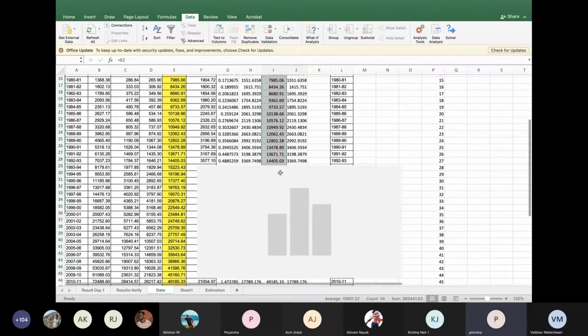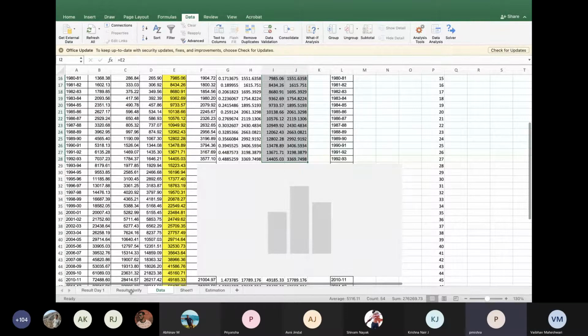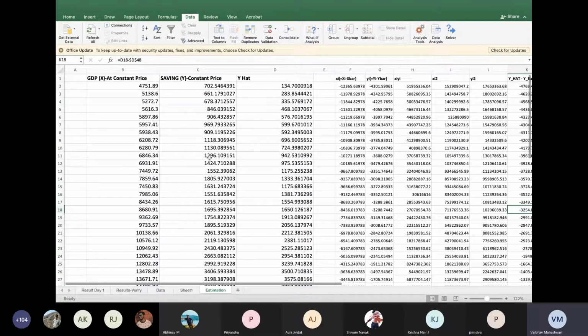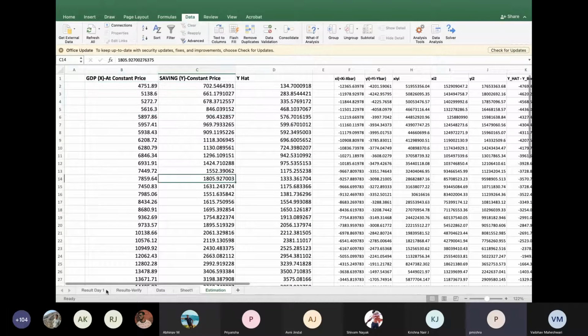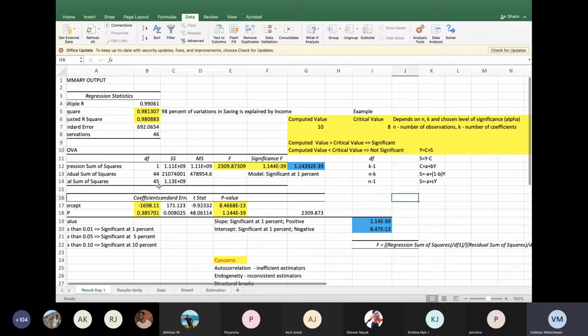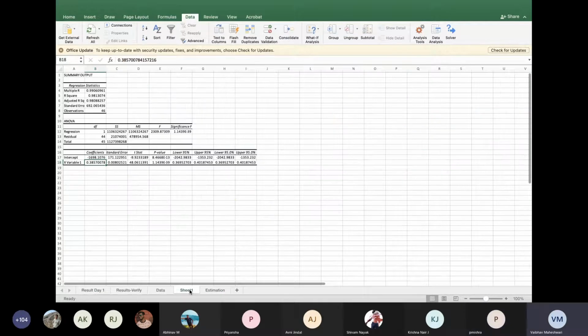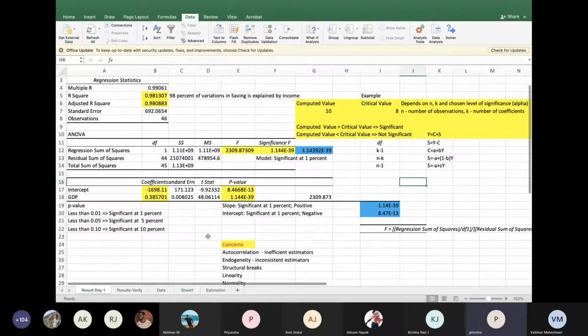Now go to the other sheet, results verified. I think estimation one. Yeah, this is basically the estimation part. We put it here and then we use this regression tool to get these things and verify if the significance F is less. So here straight away we are getting the results, right?